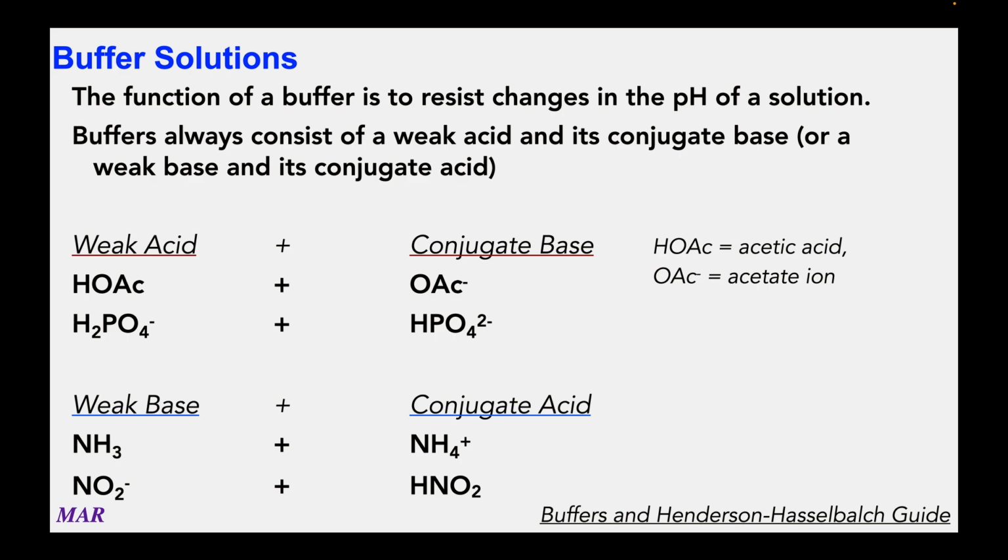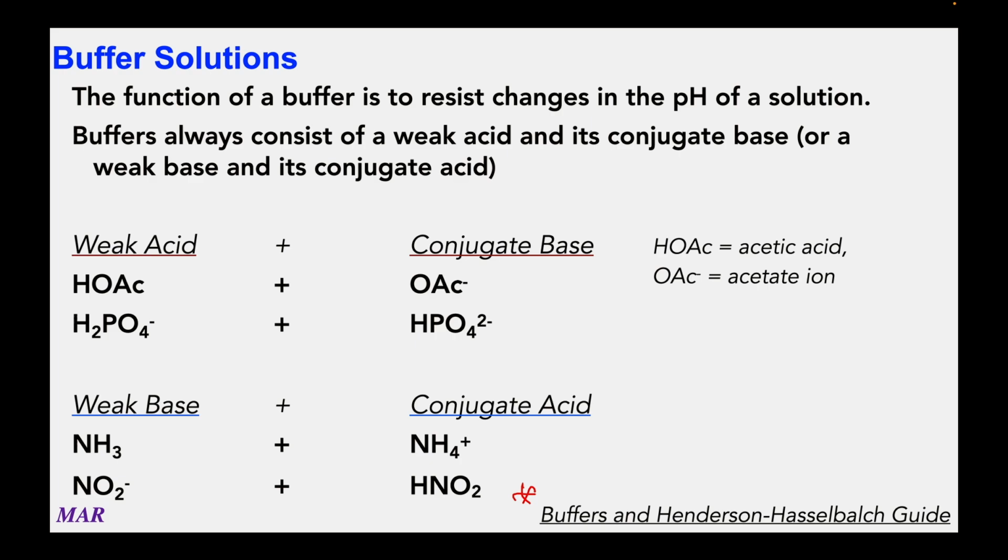So you could have acetic acid and acetate, you could have dihydrogen phosphate and hydrogen phosphate, but you could also have a weak base and its conjugate acid, so ammonia and ammonium, and nitrite, NO2 minus, with nitrous acid, HNO2. All of these are examples. Now, we're going to mostly look at weak acids with conjugate base, but everything we talked about, you can also apply to weak base and conjugate acid theory, but we'll focus mostly on a weak acid with a conjugate base.